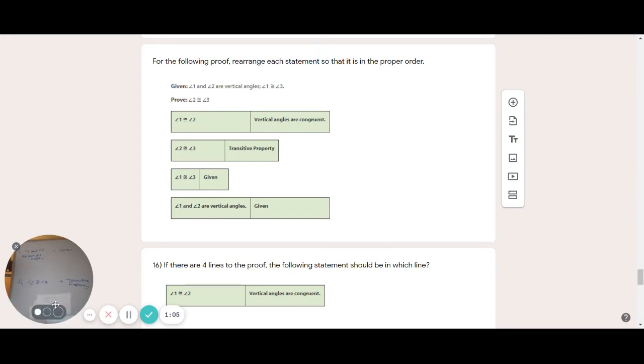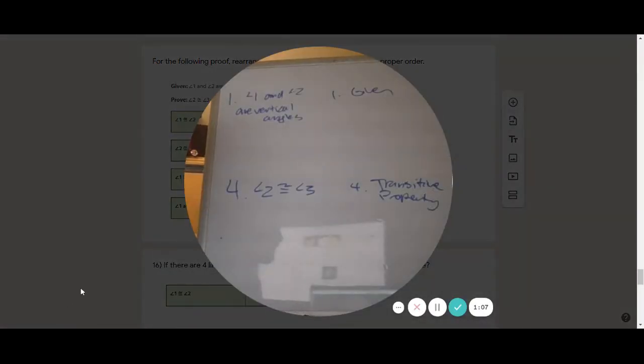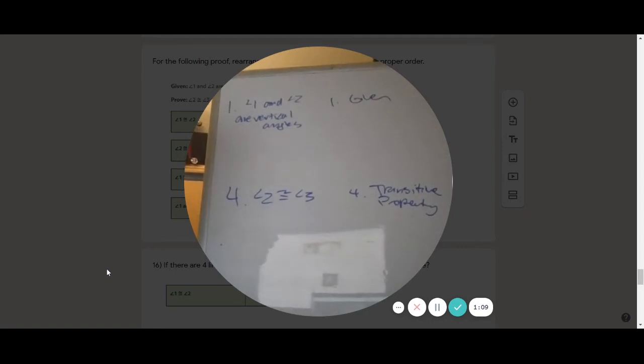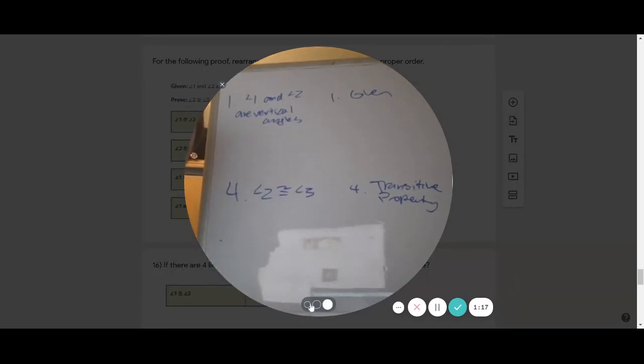Okay, so look at what we have so far. And I'm actually just assuming it'll work out that way. We might be wrong, we might change it. We're starting with angle 1 and angle 2 are vertical angles because it's given. So then look at what we're going to come up with next.